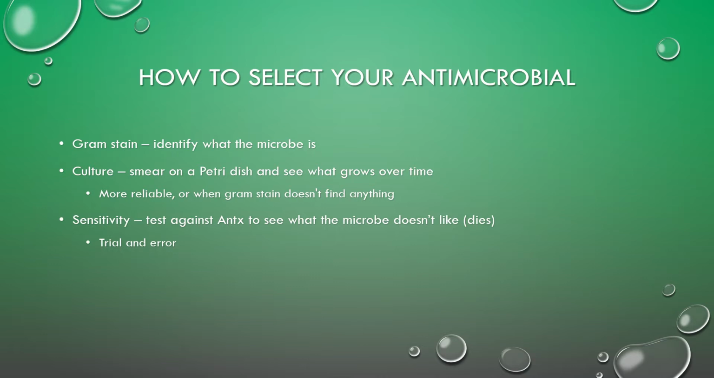And then a sensitivity is when we take those microbes and test to see what medication, what antibiotic it doesn't like. So we introduce to different areas on the petri dish specific antibiotics and see which area then dies that it doesn't like. So this is more of a trial and error, but can give us very detailed information about what medication is more sensitive for the microbe so that we can treat the infection more effectively.